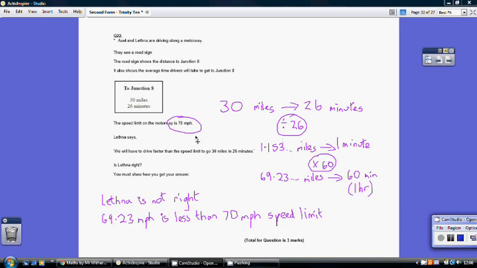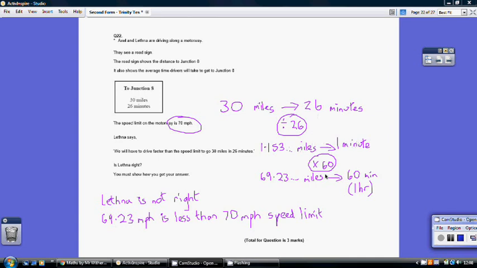Question 22. So the sign says 30 miles in 26 minutes. So how many miles would we go in 1 minute? Well, let's just divide both of these by 26, because 1 minute is a 26th of 26 minutes. So if it's the 26th of the time, we're going to go a 26th of the distance. So 30 divided by 26 gives me 1.153 ... miles per minute.